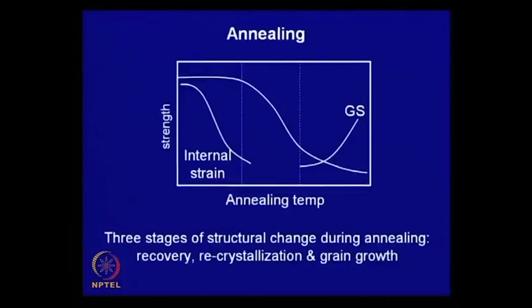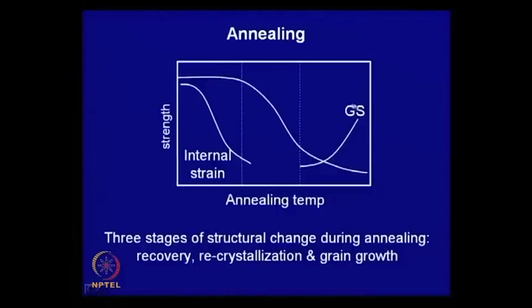Now, what happens to some of the properties, which is shown over here? With annealing, this plot represents the strength. Strength initially, with annealing temperature, does not decrease much, there is only a marginal decrease, and this is the stage where there is a maximum decrease, and then later on this tapers off, the rate of decrease goes down. Whereas the internal strain or internal stored energy decreases significantly in this region, this temperature zone.